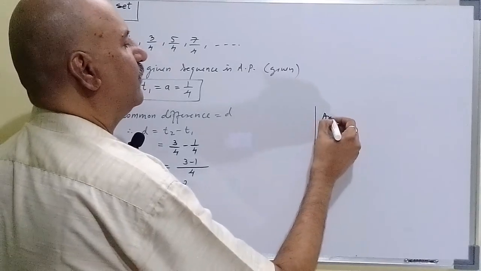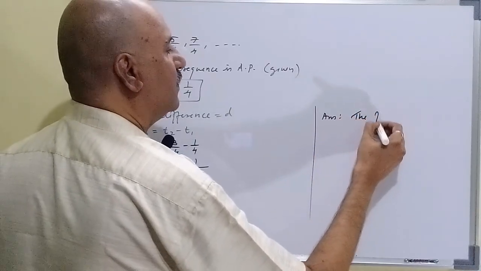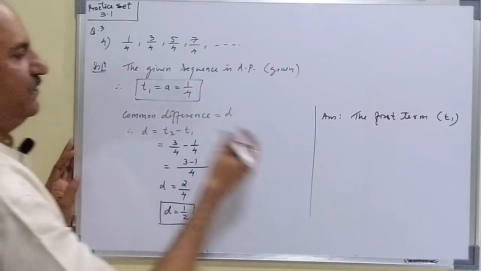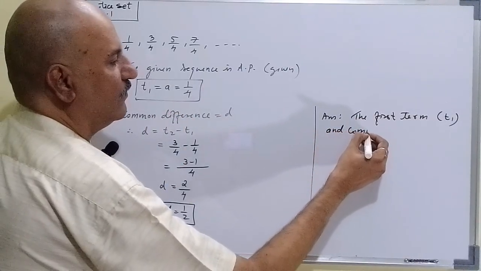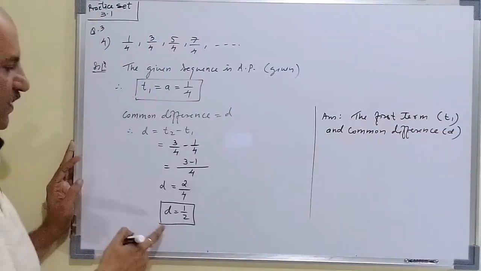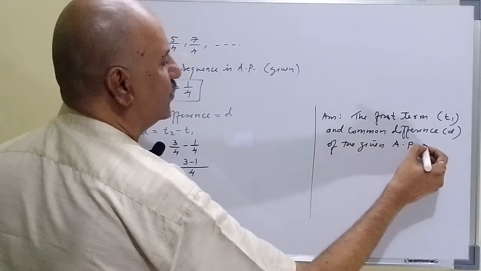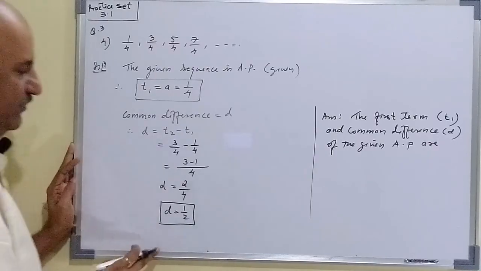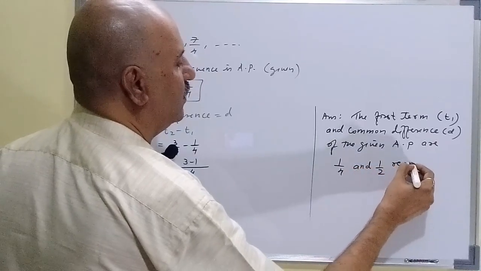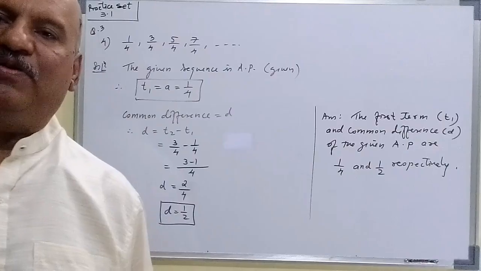Answer लिखो. Therefore the first term T1 and common difference D of the given arithmetic progression are 1/4 and 1/2 respectively. With that, 3.1 completed.